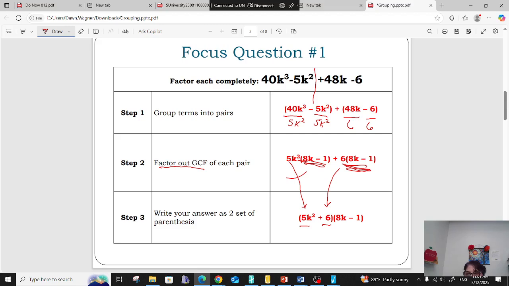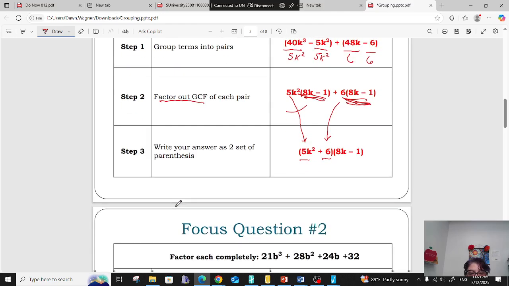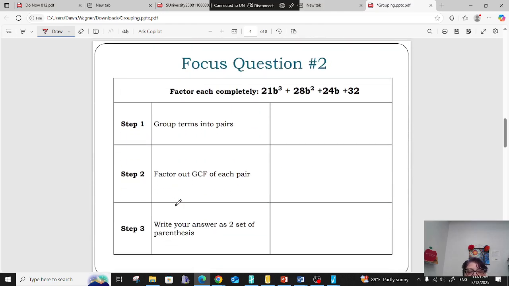Okay, let's do another example, one that I don't have written out. For number 2, I'm going to put parentheses and split this into two groups. So I'm going to put 21b to the third power plus 28b squared.